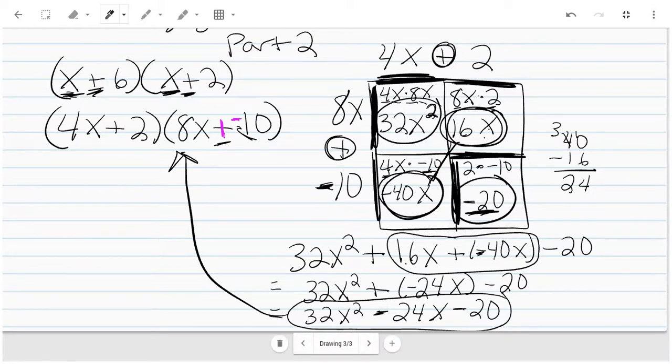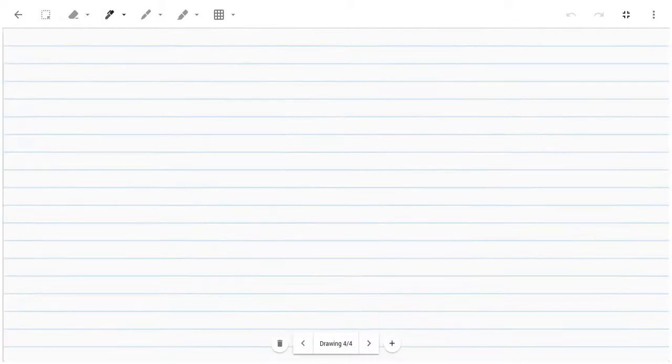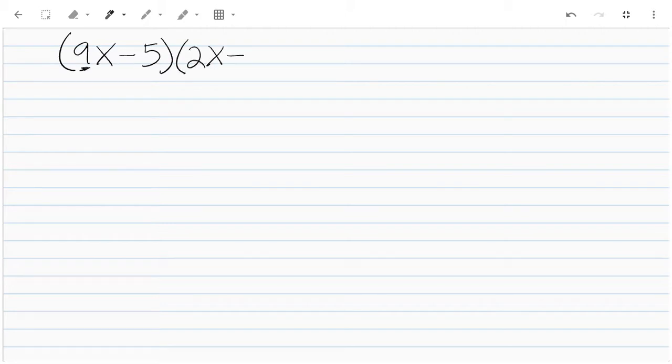And so again, there's another way to do this, but I'm not going to teach it to you now. So you're going to have lots of those. I'll do one more example with you that might be helpful, just so you get a better feel on it. So I'm going to add a new page. And so now I'm going to do 9x minus 5, there's a subtraction in there, and the coefficient, times 2x minus 3. Again, subtraction coefficient.